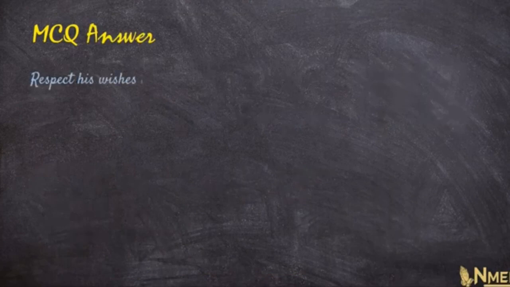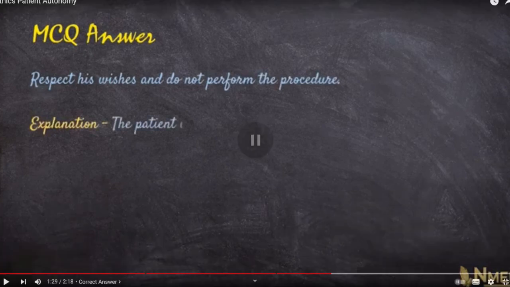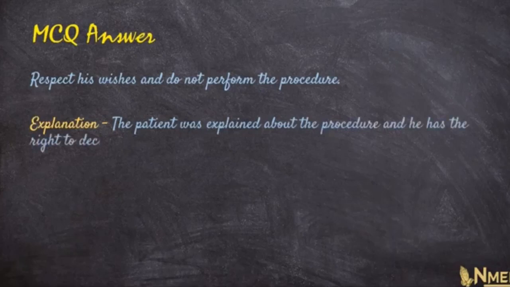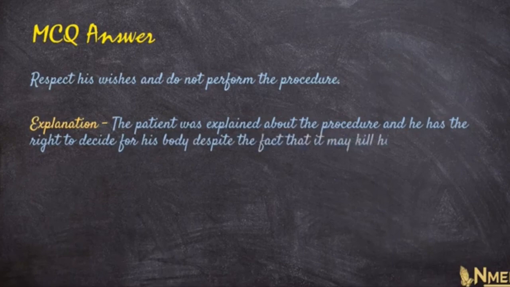The correct answer is you respect his wishes and do not perform the procedure, as long as you've deemed him to be in terms of understanding the procedure and its effect and in the right mind, okay? Now, the reason is, if you have a look at the question, you might think that the patient is insane or the patient is in such a bad health that he does not understand. But we are not the ones to decide that.